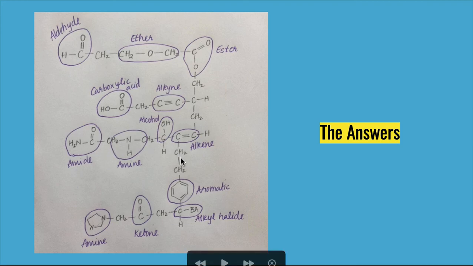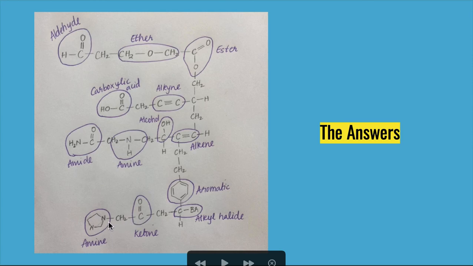So we go back and we come down here and we look at this benzene, and this is aromatic. And then we go down and we see that there's a carbon that's attached to bromine, which is a halogen. So that's an alkyl halide. And then we keep going, we see another carbonyl group, and it's just R groups on either side. So that is a ketone.